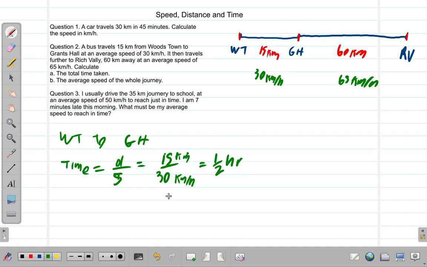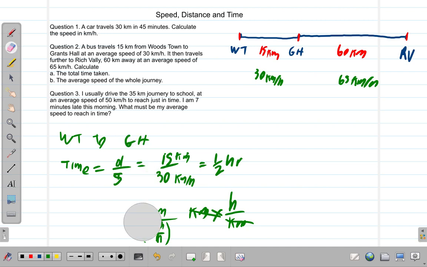And it is in hours, because what you can see here is that kilometers is divided by kilometers over hour. And the kilometers at top multiplies the reciprocal of this fraction, kilometers over hour. So it's hour over kilometers. This is kilometers over hour, so you must multiply by hour over kilometers. Remember your fraction. Kilometer cancels kilometer, so you have hour. Alright, so that's the time from Woodstown to Grants Hall.